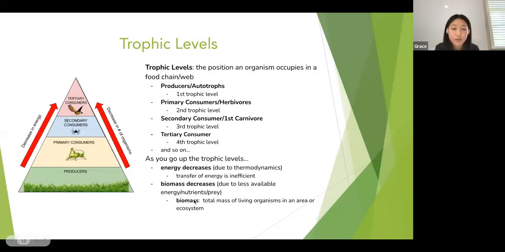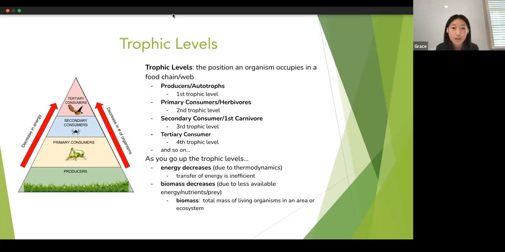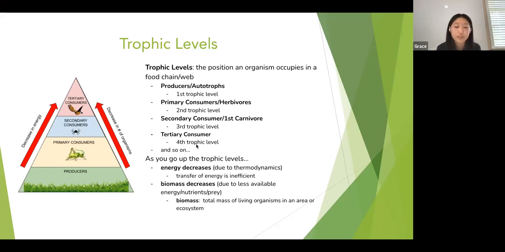Oh, there we go. So the biomass is basically the total mass of living organisms in an area or an ecosystem. And this is what's going to decrease because less organisms are going to be able to be sustained since there's less energy.